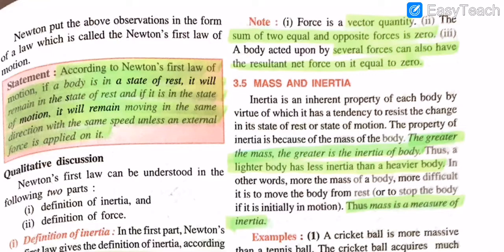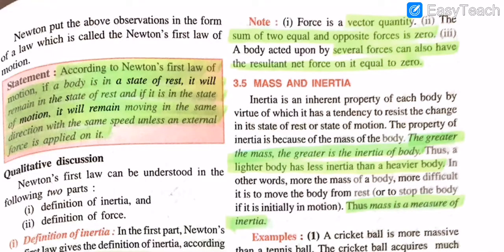So thus, the greater the mass of the body, the greater the inertia of the body. Thus, the lighter the body, the less the inertia. The lesser the inertia, the lighter the body. So in other words, also just mark the greater, the lighter, all of that in orange. Important point.